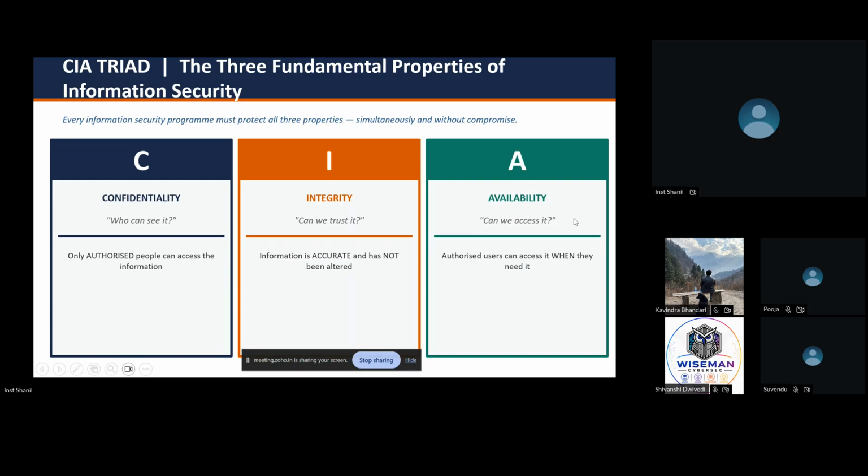Availability is all about accessibility. Whatever data is being hosted online or anywhere, it should be accessible as required. Authorized users can access it when they need it. For example, your Instagram account is always available. Whenever you want, you can log into your account and access your data. If you're not able to log in for 2 hours due to any server issues, that is a loss of availability.